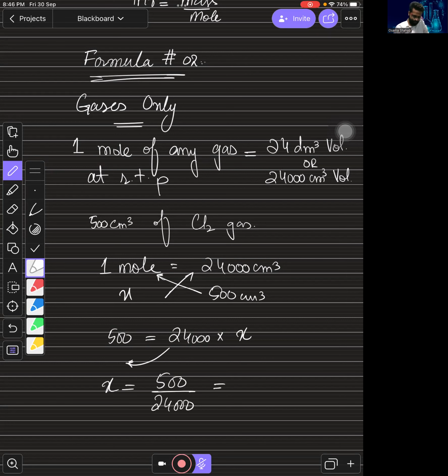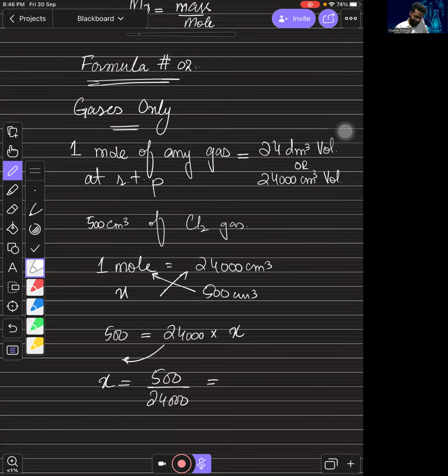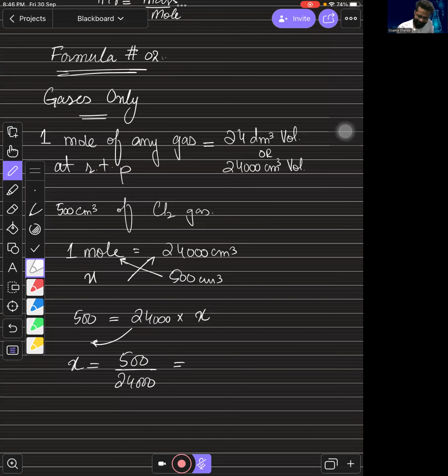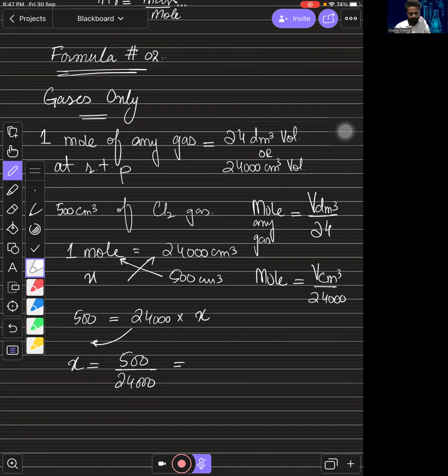So this is a molar ratio. Yes, it is a molar ratio, but I am actually deriving a formula for you over here. The simple thing is this: if you want to find the moles of any gas through the volume, you can simply use the volume given to you. If it is given in decimeter cube, you just divide it by 24. And if the volume is given in centimeter cube, then just divide it by 24,000 and you will get the answer, right? So you do not need such a long story. Just divide by 24 or 24,000, you will get the number of moles.